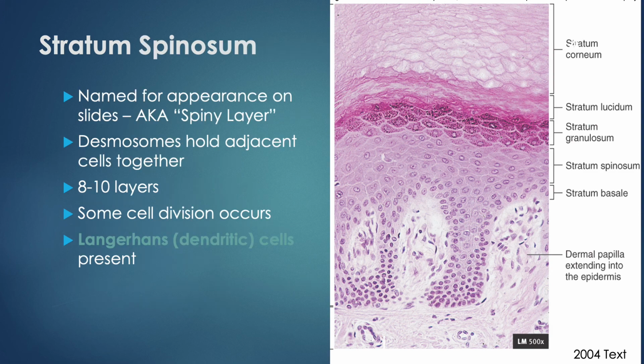Next, let's move more superficially one level. So the stratum spinosum, or the spiny layer, is one step more superficial than the stratum basale, or the stratum germinativum. These cells are about 8 to 10 layers thick, and they're held together by desmosomes. There is a little bit of cell division that occurs in this layer, but not a whole lot. The vast majority of the cell division is occurring at the stratum basale, or the stratum germinativum, where the cells germinate or grow. There are also Langerhans cells present, which are dendritic cells, and these stimulate defense against microorganisms, the outer environment, or also different types of skin cancers as well.